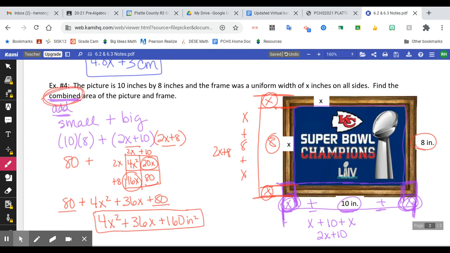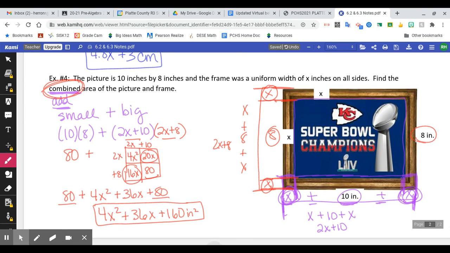Combined area, we're adding those together. I know this was a little bit long. Good job. Let me know if you have questions.